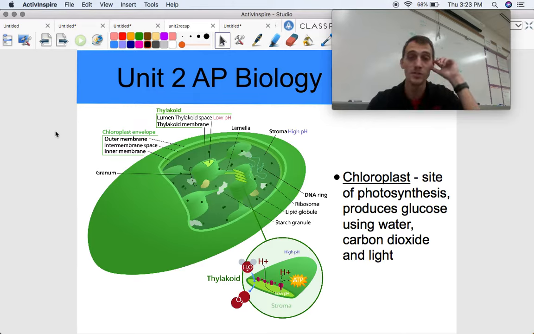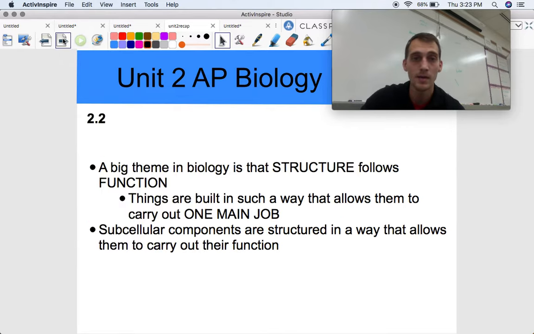Chloroplasts are the site of photosynthesis. They produce glucose using water, carbon dioxide, and light. Photosynthesis is a big 3.5 topic. I won't spend too much time here because we also talked about it in 2.2.